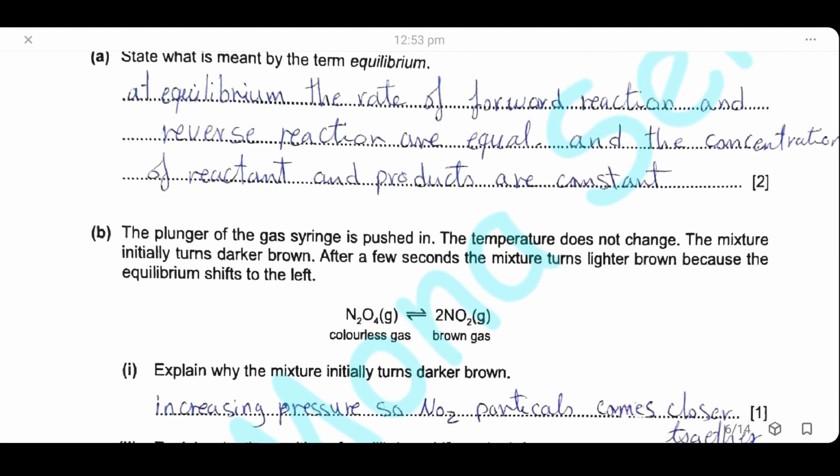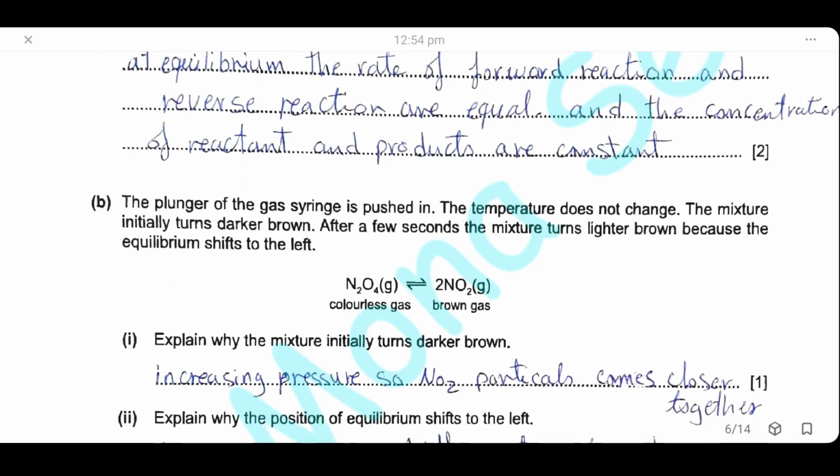B. The plunger of the gas syringe is pushed in and the temperature doesn't change. The mixture initially turns darker brown. After a few seconds, the mixture turns lighter brown because the equilibrium shifted to the left.